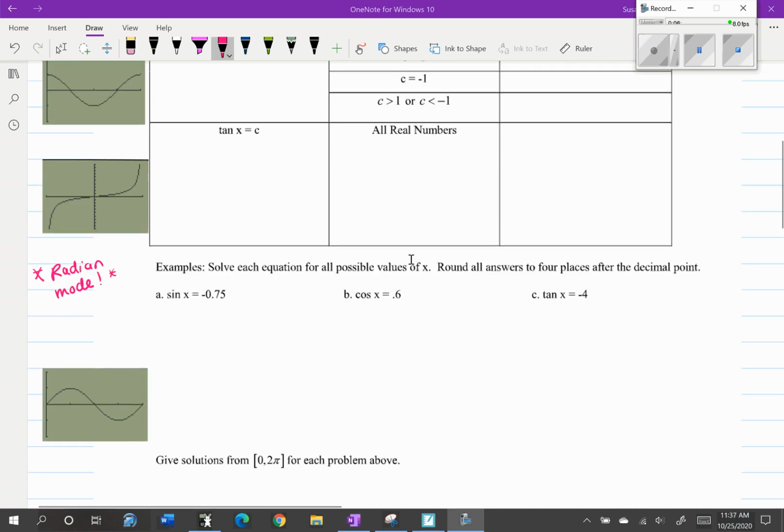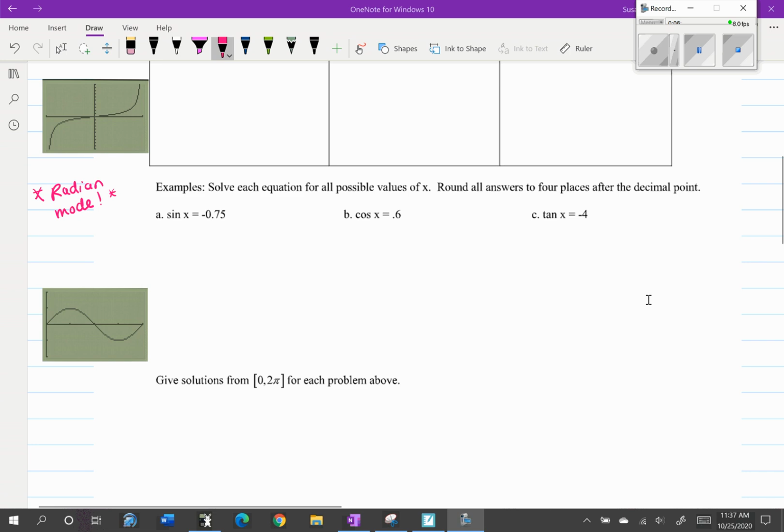So let's go down to the bottom and actually look at an example. So for an example of sine, we have the sine of x is equal to -0.75. So of course this is not on our unit circle, which is why we're learning these rules in order to help us find our values without having to always graphically look at our solution, which we could still do. So -0.75 would be somewhere down here. So we know we're going to have two solutions.